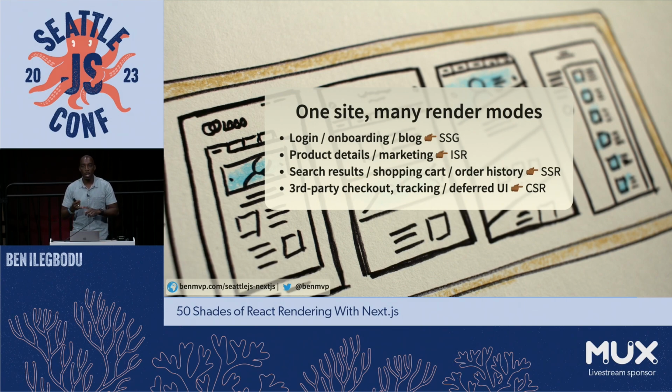So maybe your blog post is static site generated. Maybe your product details page or landing pages are using ISR because they need to update on a cadence. Your search results page and checkout can be server-side rendered. And then lastly, you could use client-side rendering for a page that has third-party widgets, maybe your shipping tracking page that is all rendered in the browser.